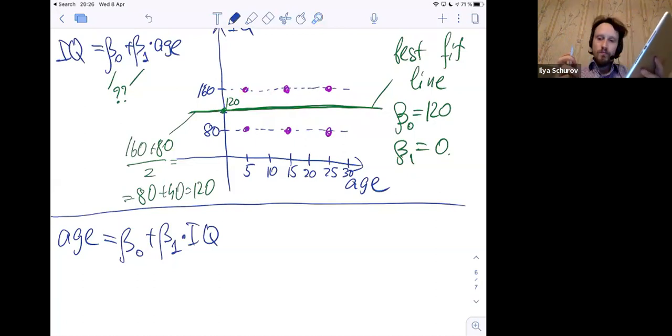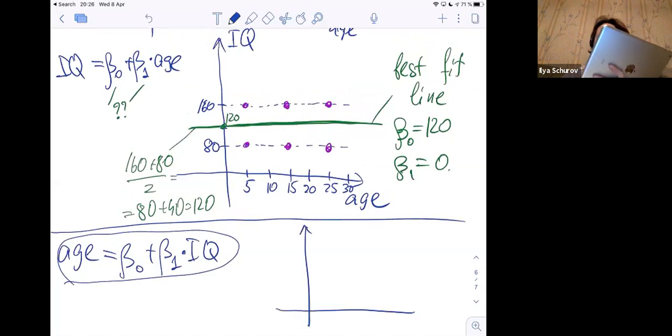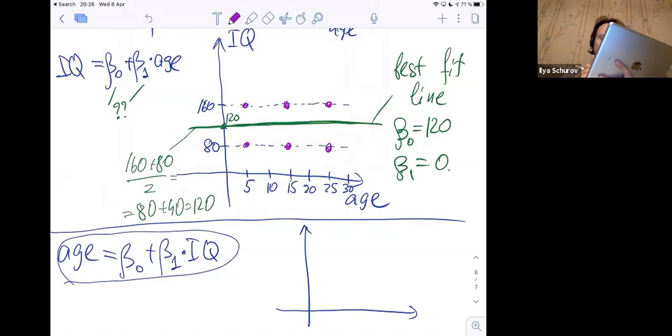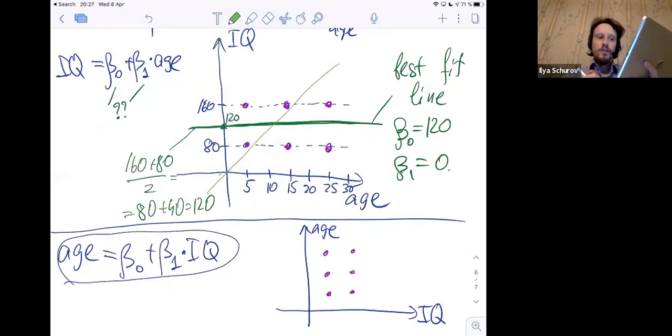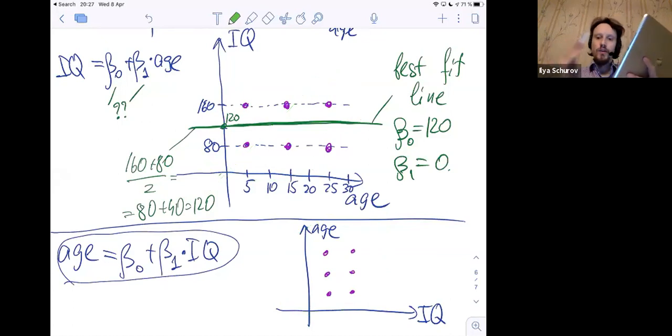Okay. Let us consider this model. We can draw a picture that corresponds to this model. For the same data, I just change my coordinates, my axes. Now we have IQ here and age here, and the picture will be like this. It is a kind of symmetry. If I draw this line and do a symmetry against this line, I will get this new graph from this old graph. I just switch my variables.